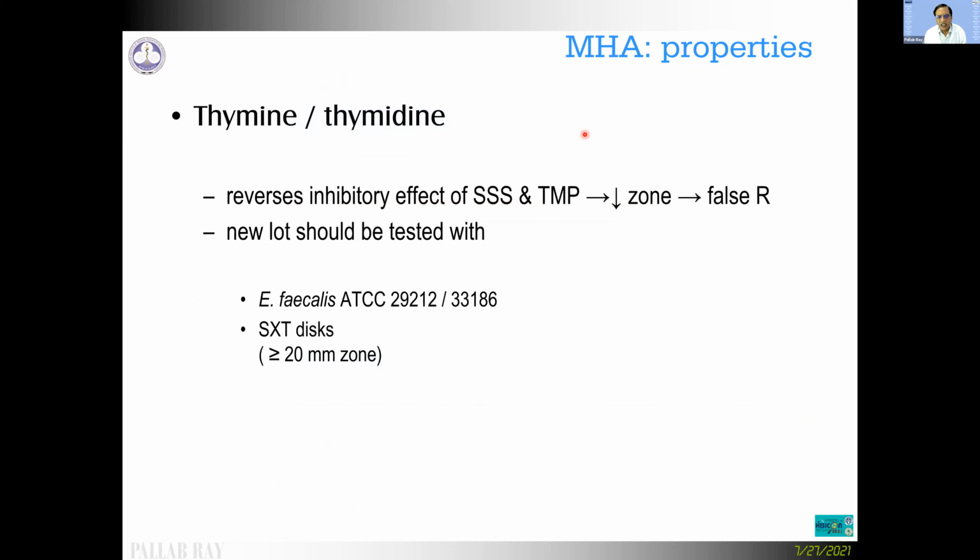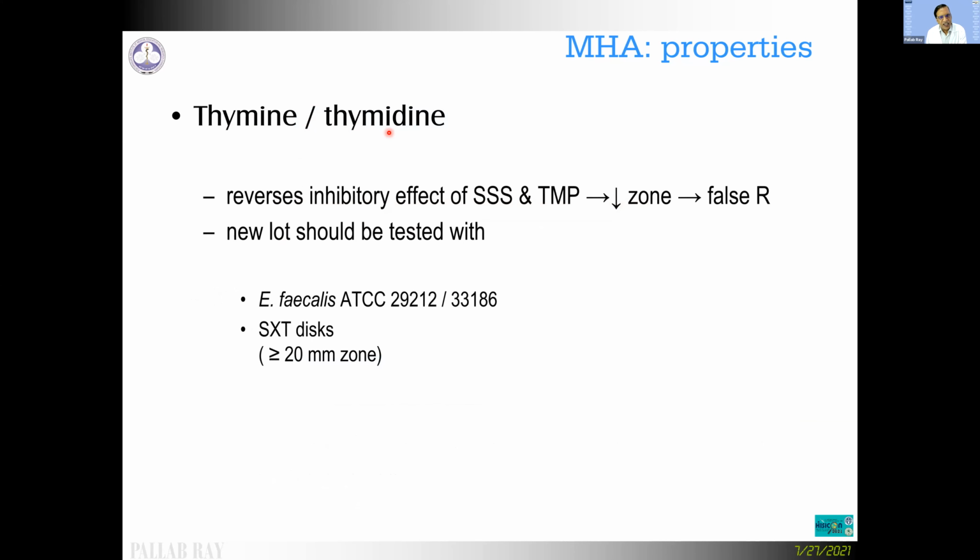Mueller-Hinton agar, I also told you, is low in inhibitors. Mueller-Hinton agar is very low in thymine or thymidine. That is because thymine or thymidine are intermediate metabolites in the pathway of folic acid synthesis.